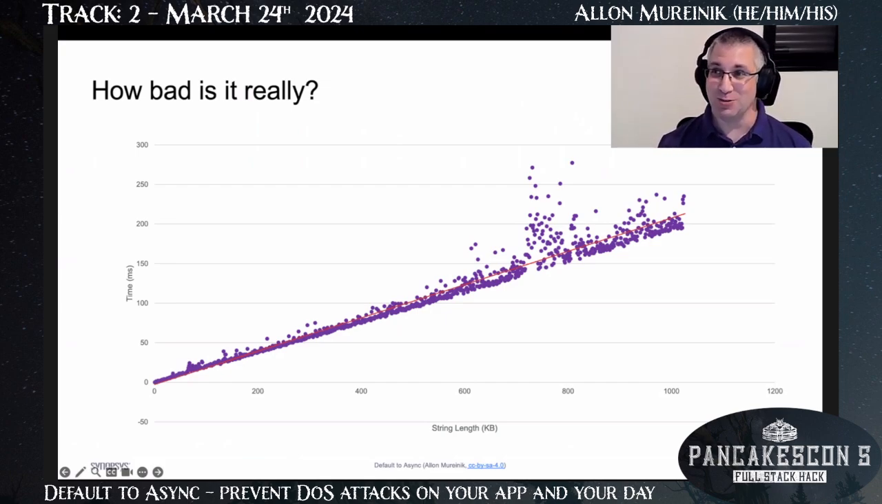I don't know how to read my own graphs. But the fact it takes 5 seconds isn't the problem. The fact that your application can't answer any other request while handling this is the problem. And that's the denial of service effect, where you deny service from other legitimate requests.